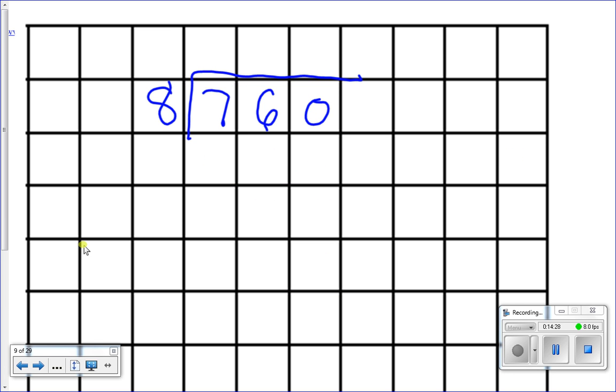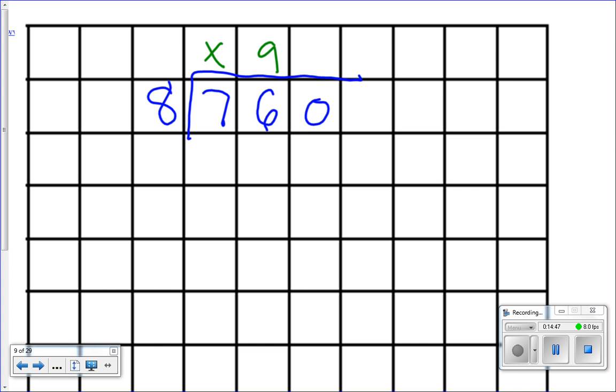Okay, so let's try this. 760 divided by 8. 8 cannot go into 7, but it can go into 76. Again, I would think of it as 8 times 10 is 80. 8 times 9, 72. That'll work.